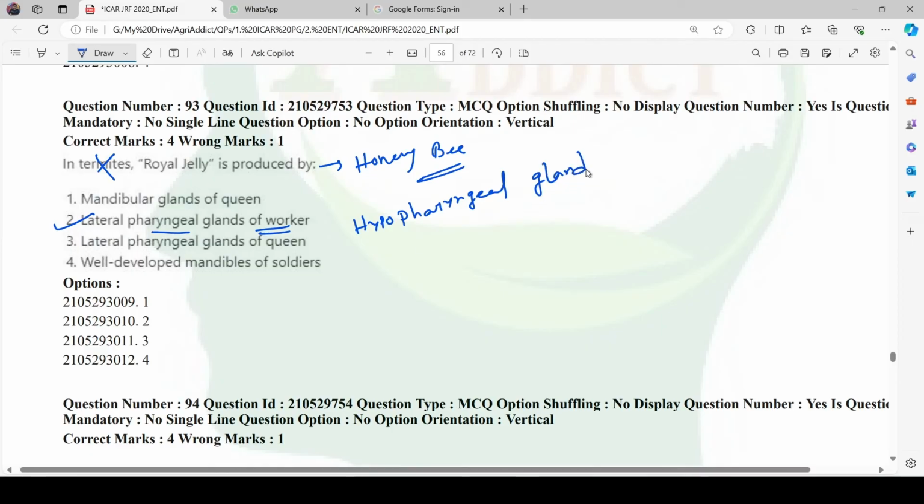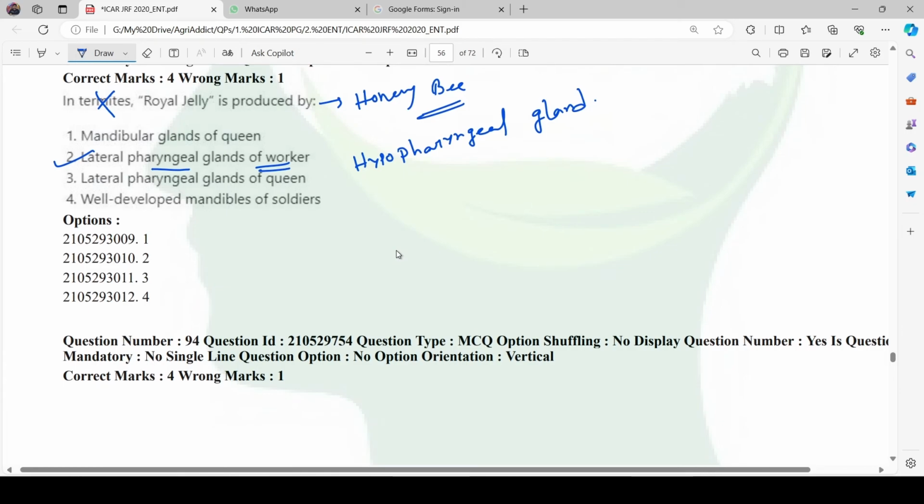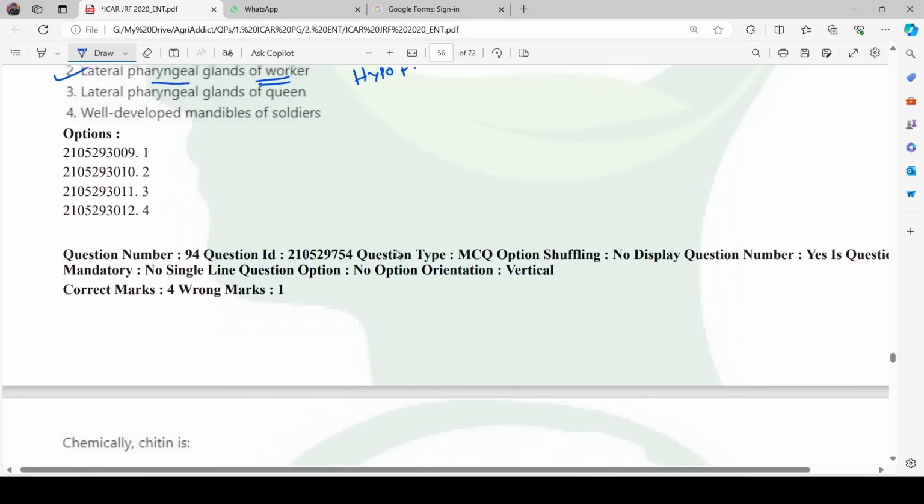So you guys are just seeing how many mistakes there are in the question paper. You should be aware of this type of thing, that several mistakes will be there, but just answer which you know.